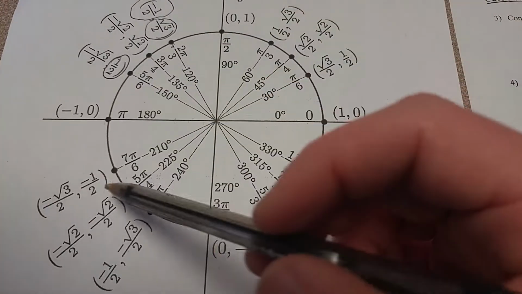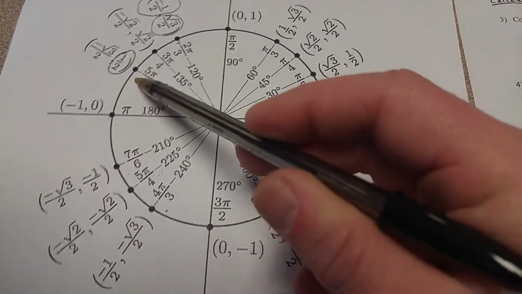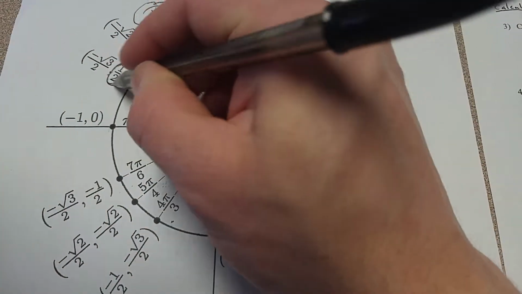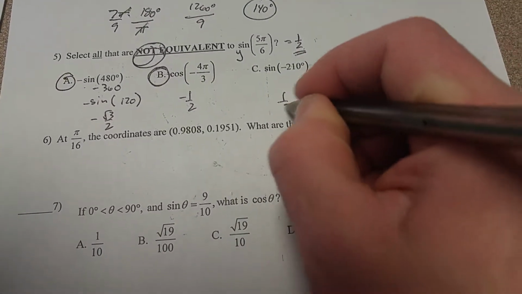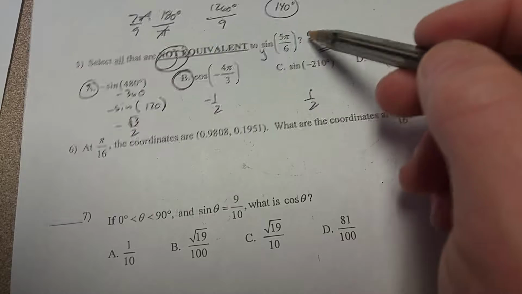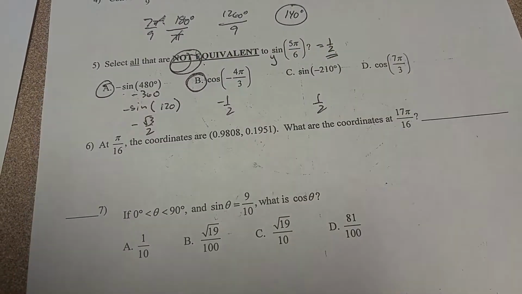Okay, the sine of negative 210. So positive 210 is right here. So negative 210 is this one. And we're looking at the sine of it. And you can see that the sine of that is that same one that we had circled. It is that 1/2. These are the same. So C is not an answer because it is equivalent, so it does not answer this question.